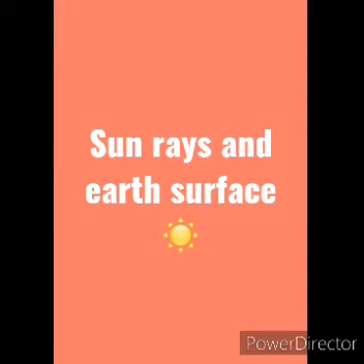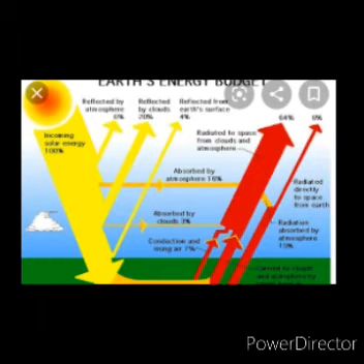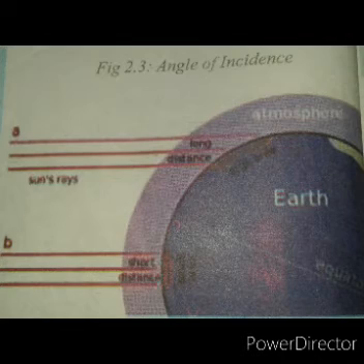Sun rays and Earth's surface. You see a picture. Due to the curved nature of Earth's surface, the same amount of solar energy falls on a smaller area at the equator, and on larger areas as we move north or south of it. So the equator gets warmer compared to the poles. You can see this: while the sun rays fall at 90 degrees at the equator, they fall slightly slanting towards the poles. This is called the angle of incidence. See, this is the picture of the angle of incidence.